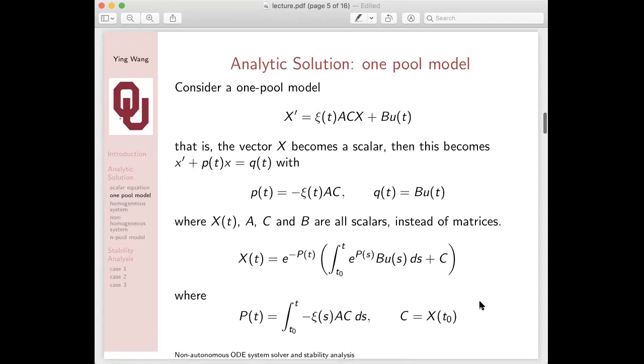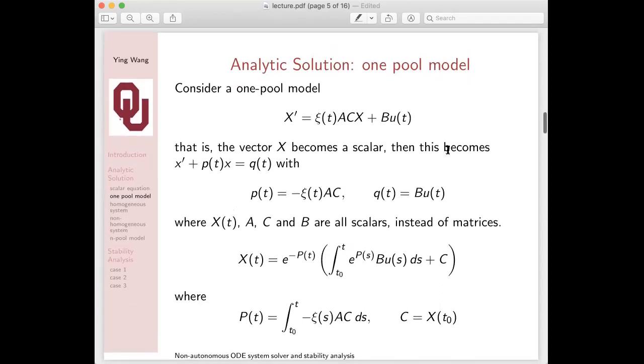Okay, now we're going to consider the one pool model, which is our carbon dynamics model, assuming that there's only one pool. What that means is all the quantities we see here are scalars, meaning A, C, those are not matrices anymore, they are scalars, and B is not a vector anymore, it's also a scalar. Notice that this equation is exactly the first order linear equation we just discussed.